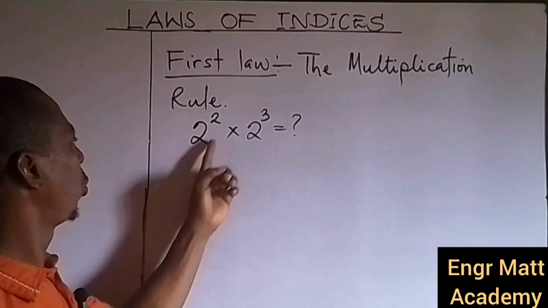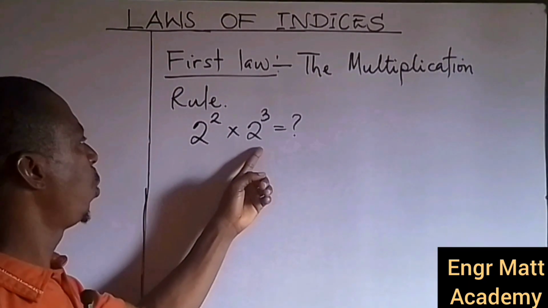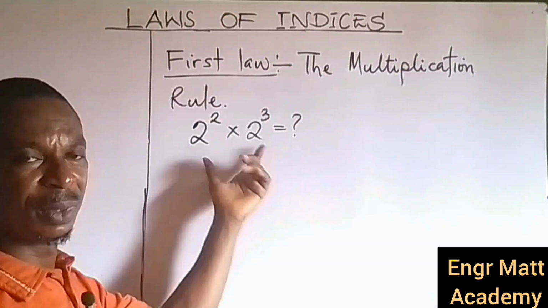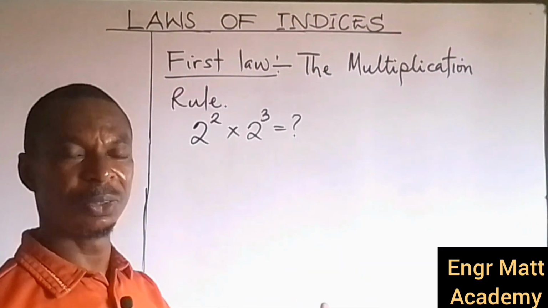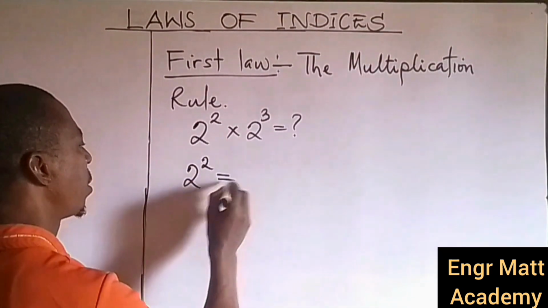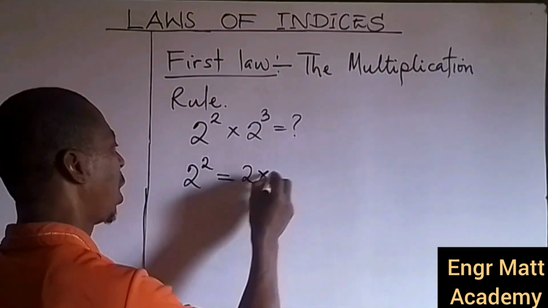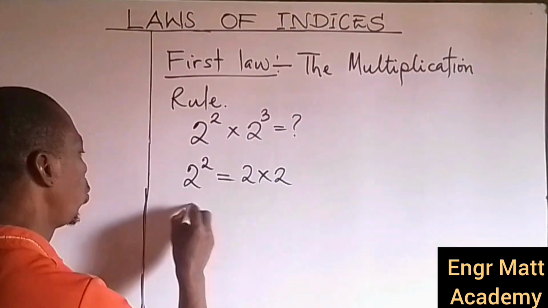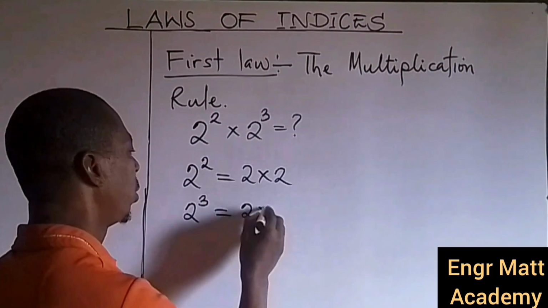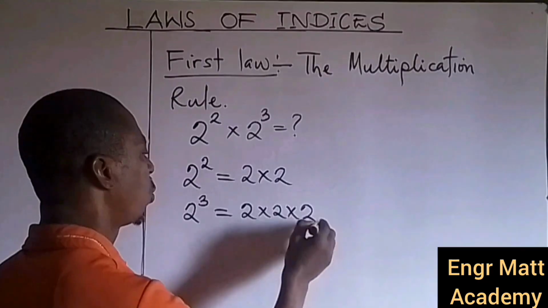What is 2 to the power of 2 times 2 raised to the power of 3? There are two ways to do this. The first method is by expansion. So let's do that. 2 raised to the power 2 means 2 times 2. 2 raised to the power of 3 means 2 times 2 times 2.